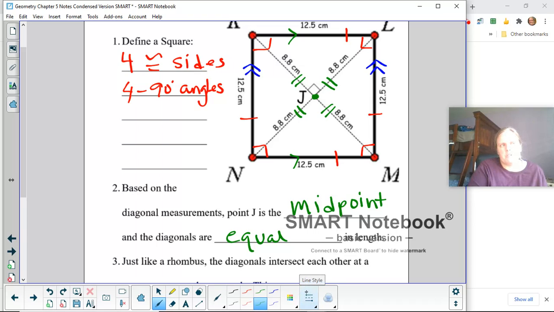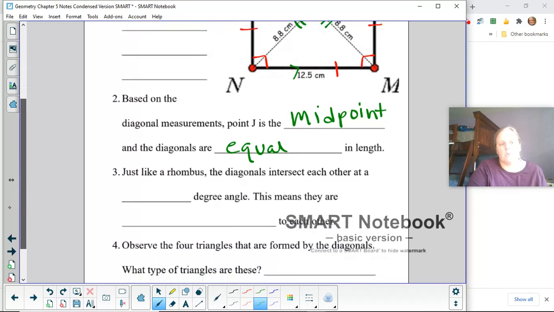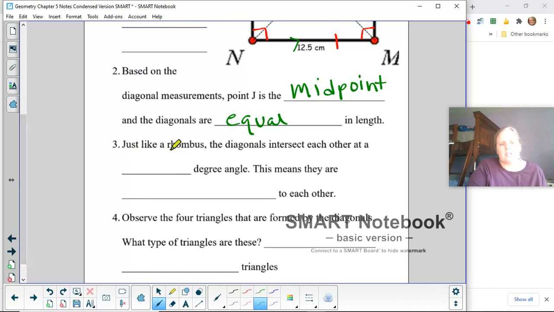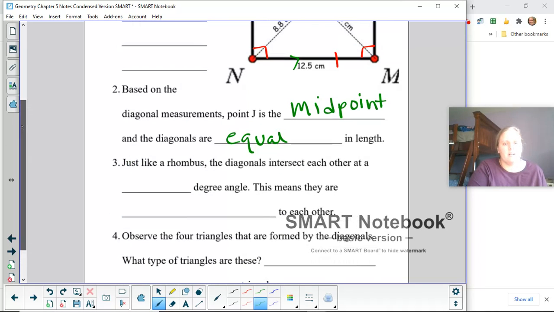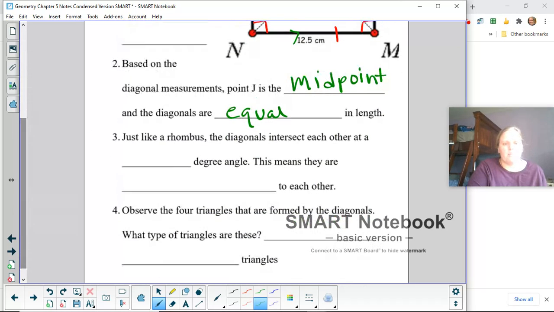So that's pretty much the same as what we noticed with our rectangle, where the diagonals were the same in length, and we were getting it cut in half. But on the rectangle, the corners were not always getting cut in half. However, on the square, the diagonals are more similar. So just like on the rhombus, the diagonals intersect at each other at a 90-degree corner. This means that they're perpendicular.